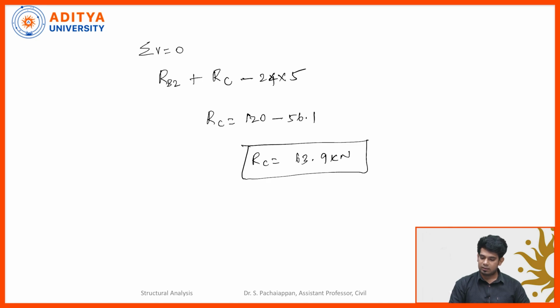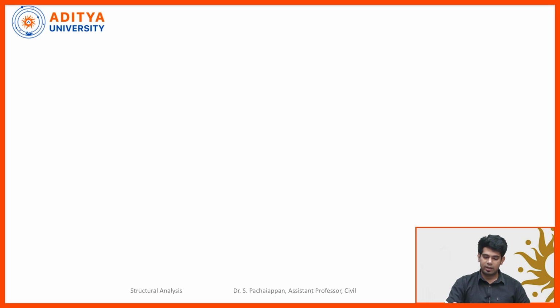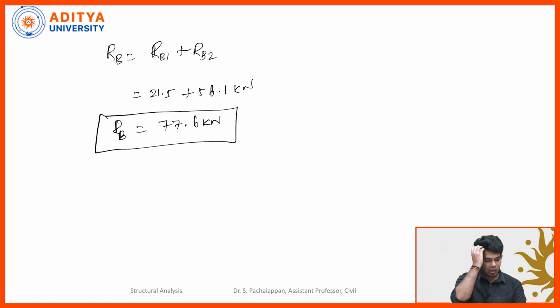So we have calculated RB2 and we have calculated RB1 also. So RB is nothing but RB1 plus RB2. RB1 is 21.5 and RB2 is 56.1 kilonewton. Adding this, we will be getting RB is 77.6 kilonewton. So this is the value of RB. Now quickly we draw the shear force diagram. Let's calculate the shear force value.